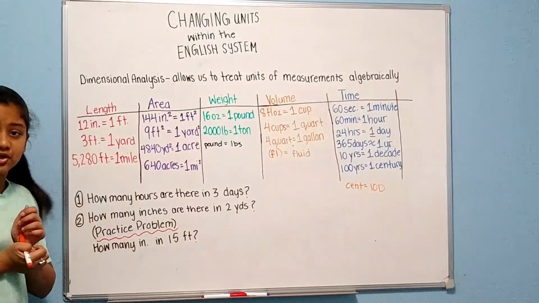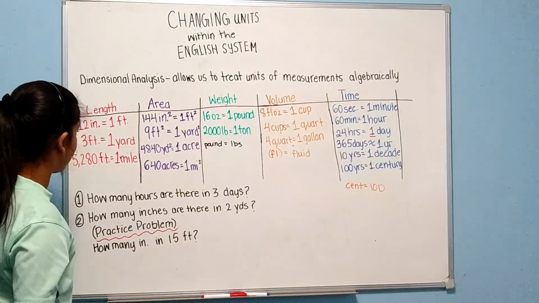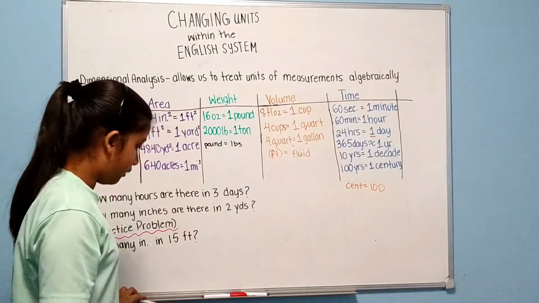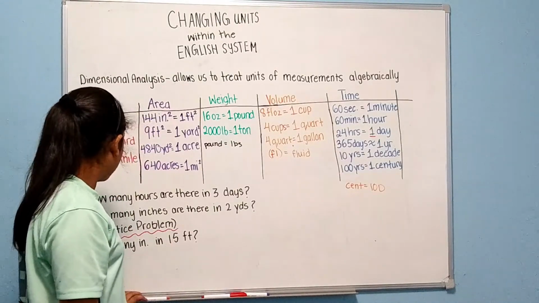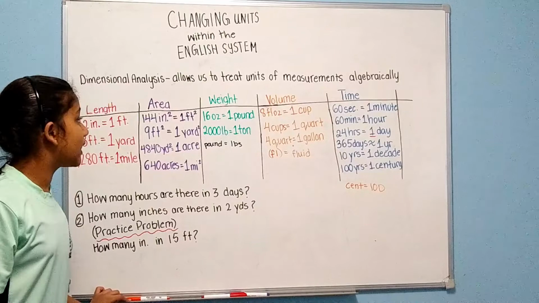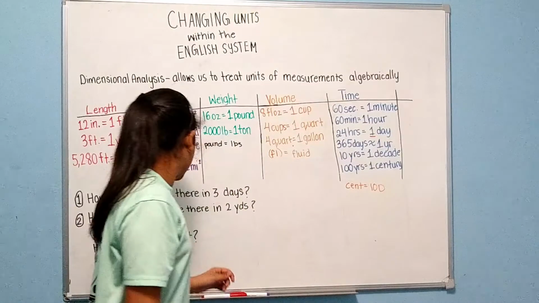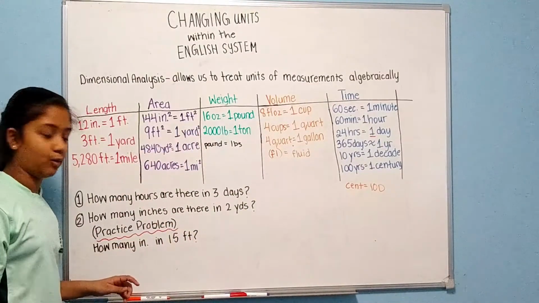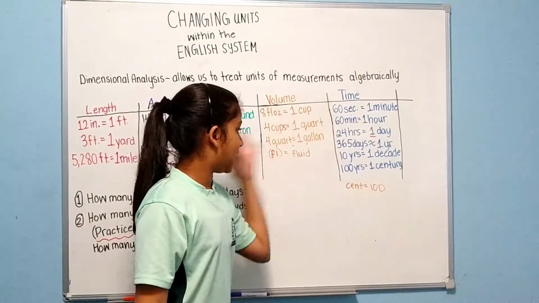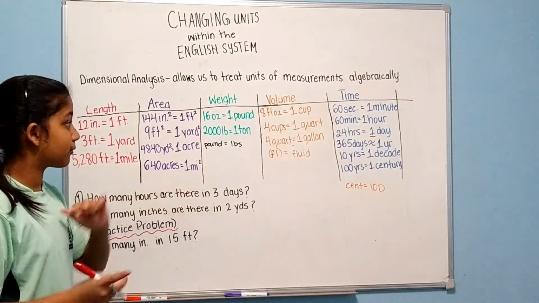Now let's move on to these questions. To solve these questions, we're going to be using dimensional analysis as well as this chart, and I'm going to teach you guys how to actually convert units. In number 1, it's asking us how many hours there are in 3 days. Let's look at which measurement we're going to use. In this case, we're going to use time, obviously, because they're asking us about days and hours. We know that in 1 day, there are 24 hours.